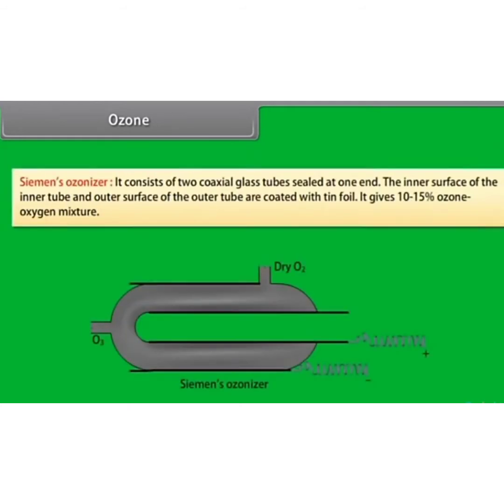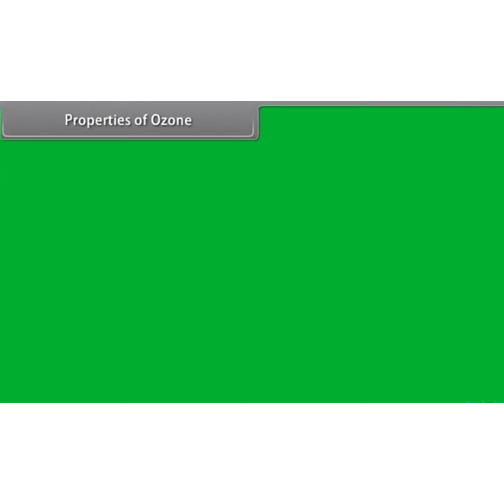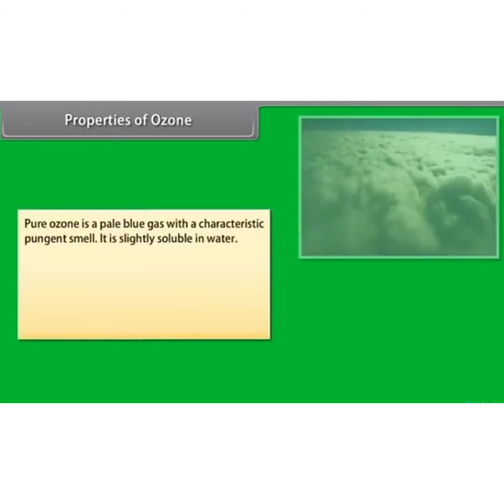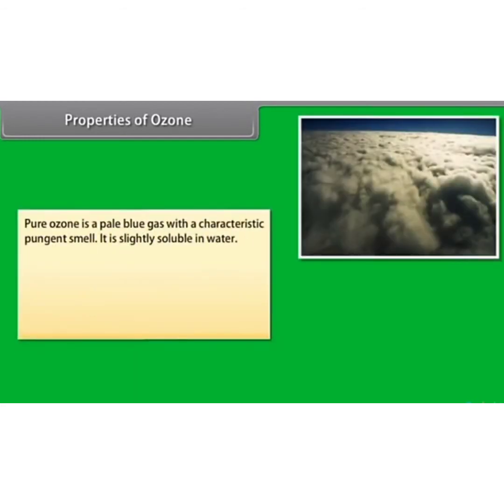Siemens ozonizer. It consists of two coaxial glass tubes sealed at one end. The inner surface of the inner tube and outer surface of the outer tube are coated with tin foil. It gives a 10 to 15% ozone-oxygen mixture. Properties of ozone. Pure ozone is a pale blue gas with a characteristic pungent smell. It is slightly soluble in water.